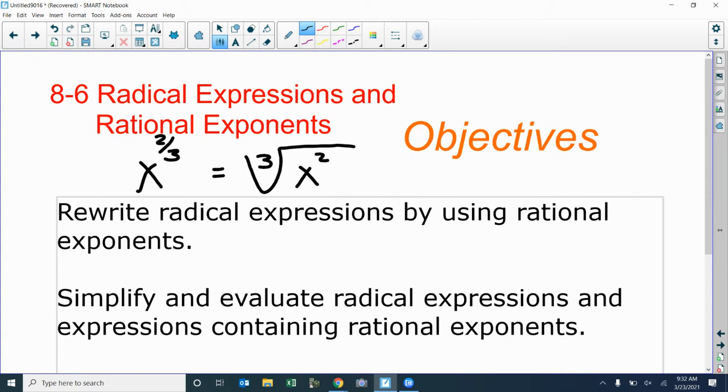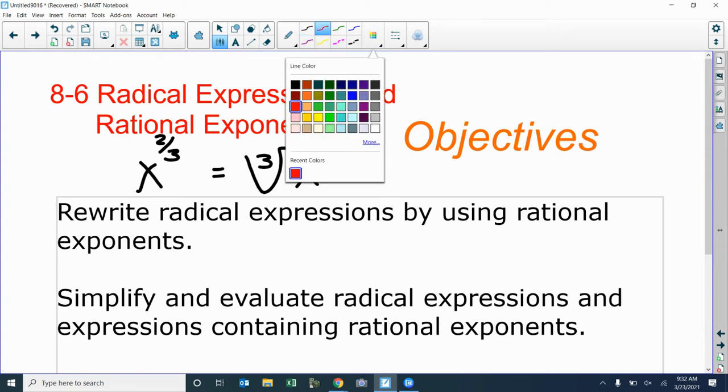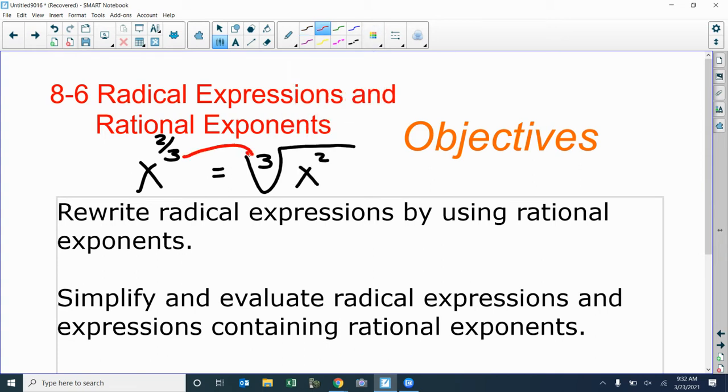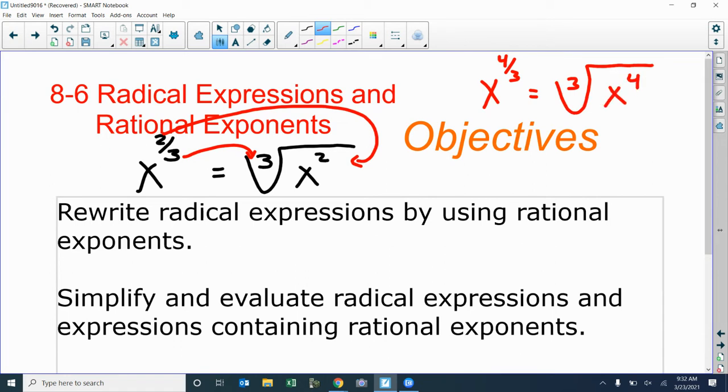The denominator part, whatever the fraction, becomes the index of the radical. And whatever we have on the top comes inside as our power. You might want to jot that down. I have it coming up later, but you can look at it again. Another example, we could have x to the 4/3 power. That would be the cube root of x to the 4th. Does that make sense to you?